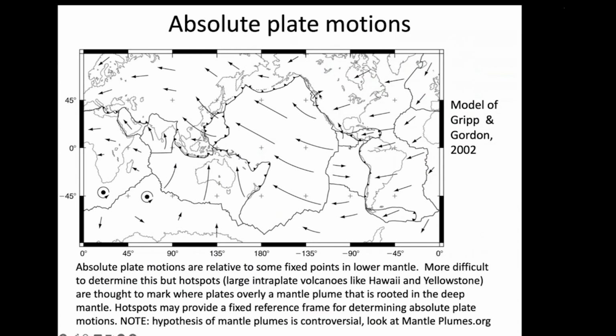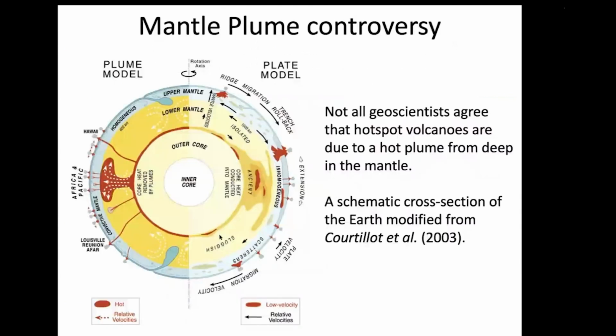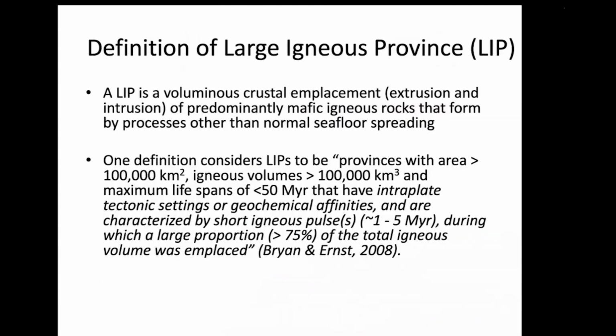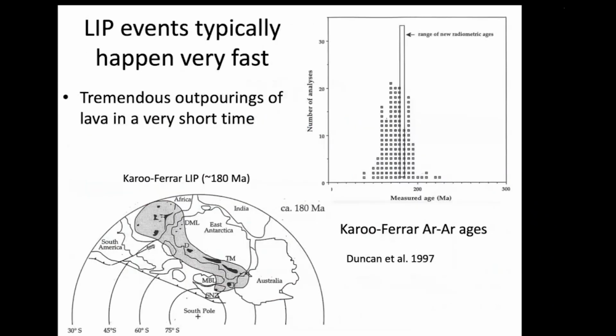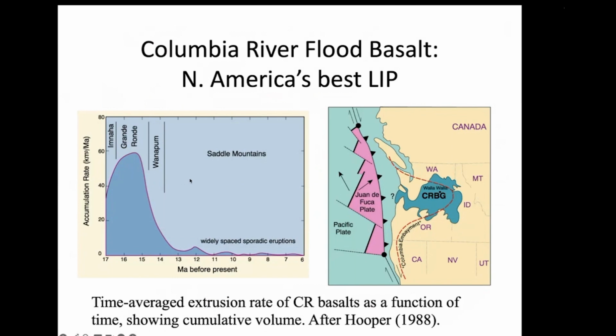This is what the absolute plate motions are thought to be from Gripp and Gordon. And you see, just as we expected, that the North American plate is moving to the southwest. So that's consistent with what we think about absolute plate motions. And if you ever get a chance to go up there and take a look at that stuff, I encourage you. All right, so let's talk a little bit more about the Columbia River flood basalt, North America's best LIP.